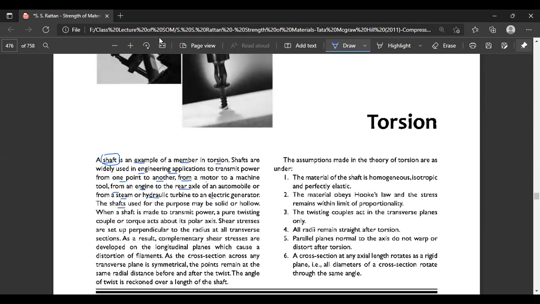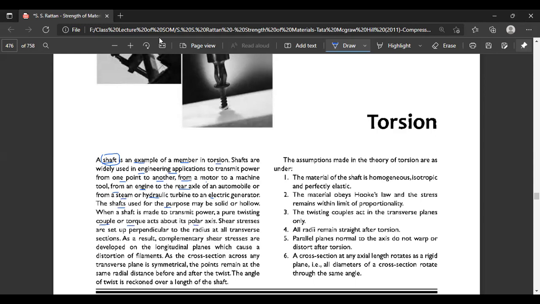These shafts used for the purpose may be solid or hollow. The shafts can be meant for power transmission from a motor, or any other prime mover, to any other gearbox, maybe an automobile differential gearbox, or from a hydraulic turbine to an electrical generator, all those things. When the shaft is made to transport power, a pure twisting couple, or torque, acts about its polar axis.